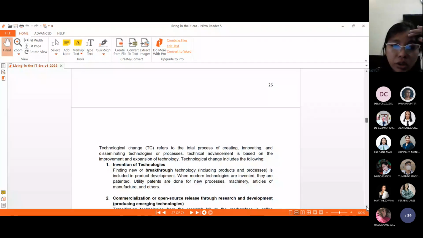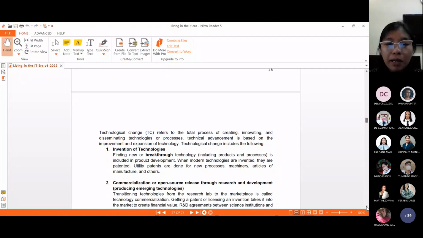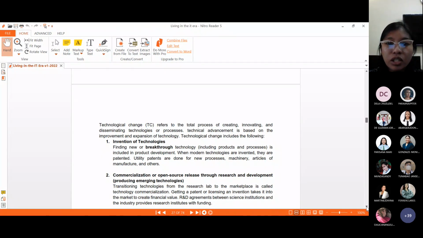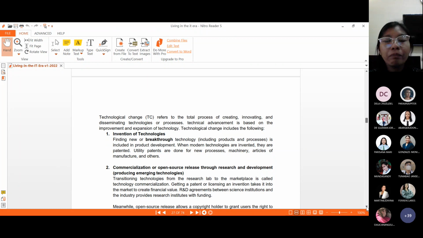So technological change or TC refers to the total process of creating and innovating and disseminating technologies or processes. Technical advancement is based on the improvement and expansion of technology. Technological change includes the following. Number 1, invention of technology. Sabi ko nga, technologies spring from previous technologies. Ibig sabihin, nanganganak ang inventions. May inimbentong ganito, tapos dinevelop, dinagdagan ng feature, nagkaroon ng bagong invention.